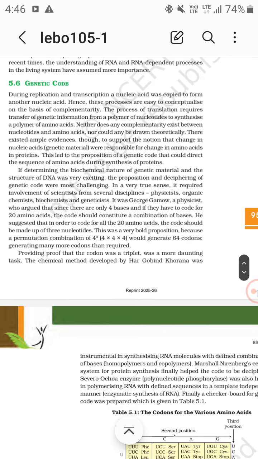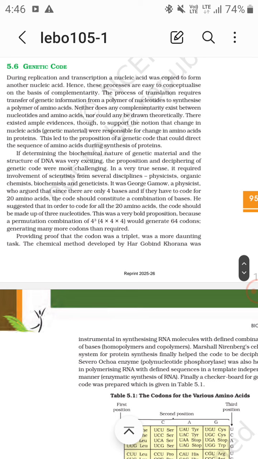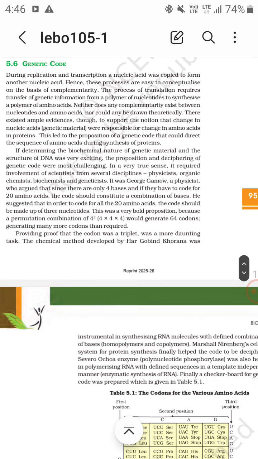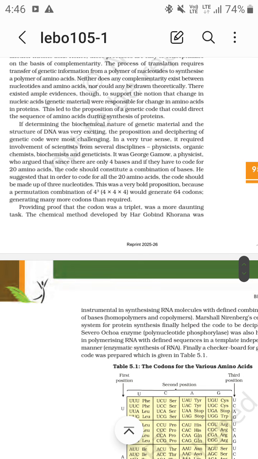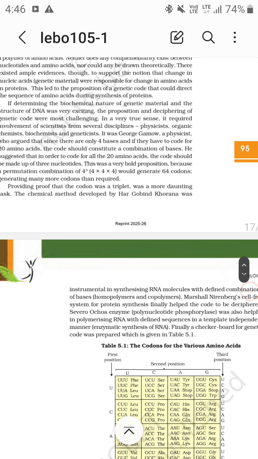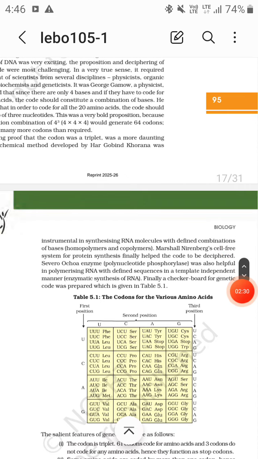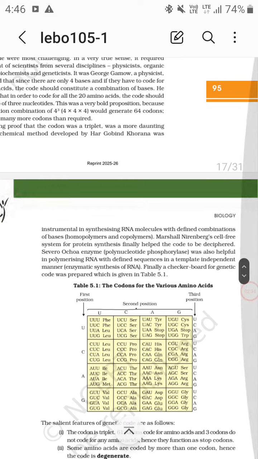And now Har Gobind Khorana, the chemical method, providing proof that the codon was a triplet. Now how did they give the proof? The first one is the chemical method developed by Har Gobind Khorana, which was instrumental in synthesizing RNA molecules with defined combinations of bases, homopolymers or copolymers.